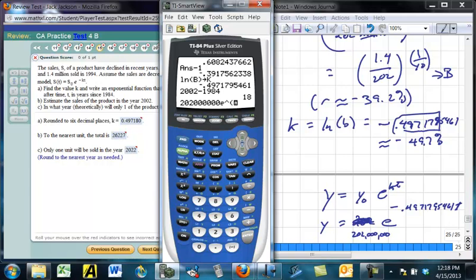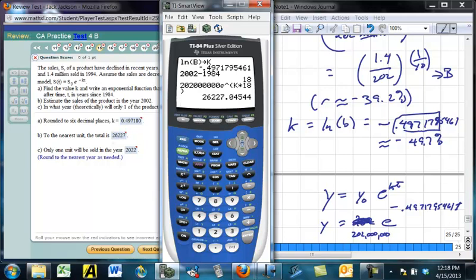We'll use our alpha k, and then we'll say times, what do we work out? 18 for the elapsed time, and this should tell us 26,227. Round off to the nearest whole number, which is what they have here.